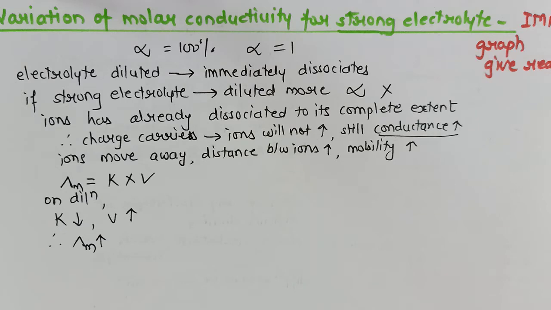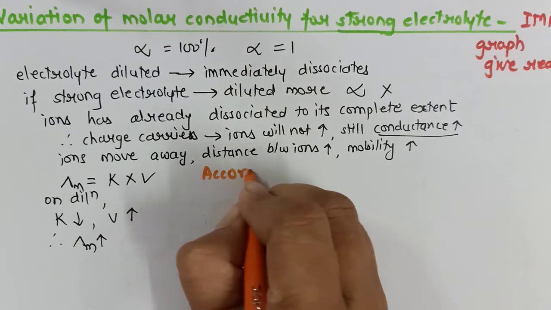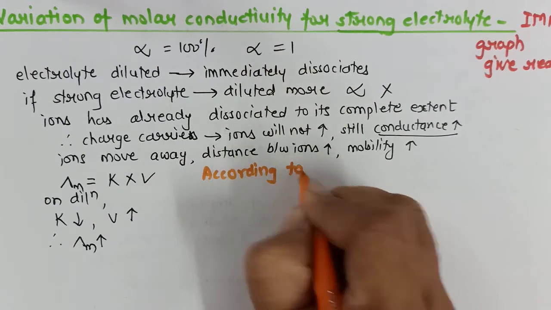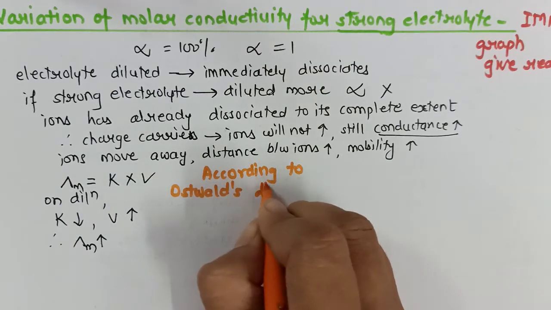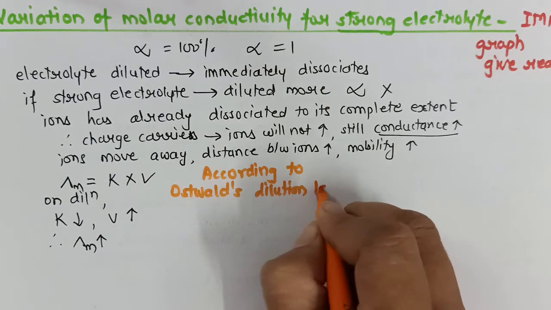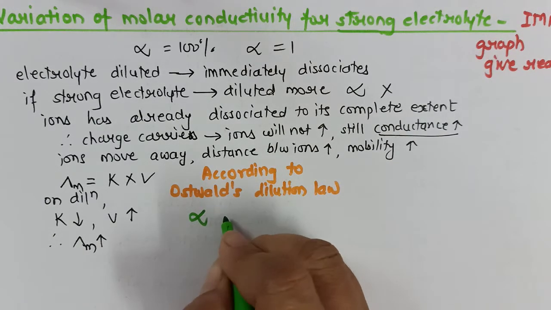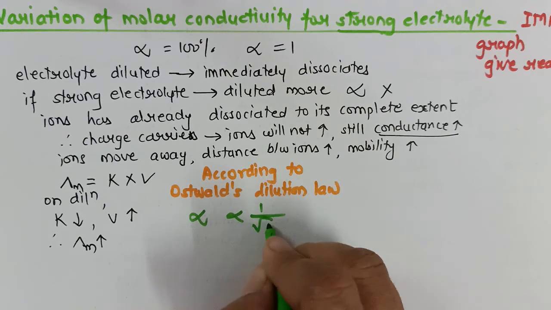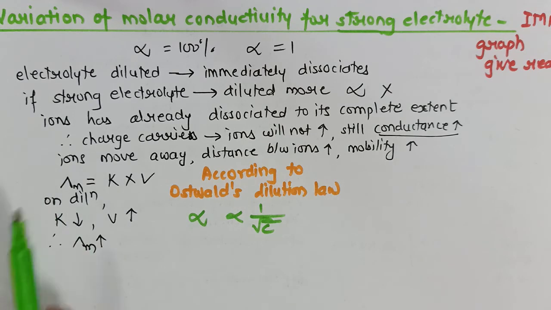We can also correlate this to Ostwald's dilution law. According to Ostwald's dilution law, we know alpha is inversely proportional to square root of C. That means as the concentration decreases, alpha will increase, and as alpha increases, molar conductivity also increases.